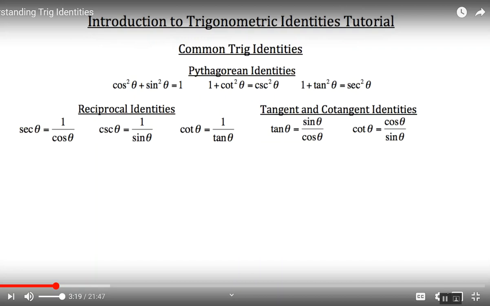For example, a lot of our work is easier to solve when we write functions in terms of sine or cosine rather than secant, cosecant, or even tangent. A lot of times we try to rewrite the problem and avoid tangent altogether or cotangent altogether, and instead focus on sine and cosine. So these reciprocal and tangent and cotangent identities are really just designed to help us rewrite the problem in a more usable form.